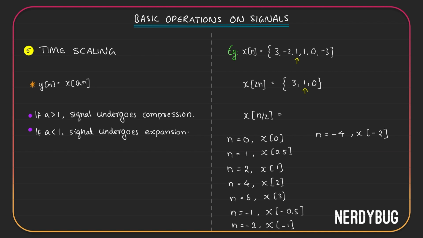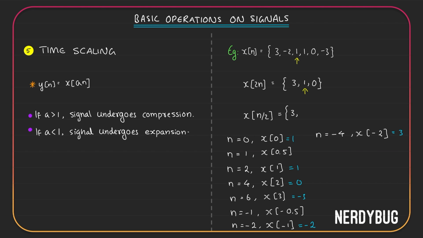So we can see here n equal to 0 is x of 0, x of 0 is 1. n equals 1, x of 0.5 doesn't exist, so leave it. n equals 2, x of 1, x of 1 is 1. n equals 4, x of 2, x of 2 is 0. n equals 6, x of 3, x of 3 is minus 3. Again minus 0.5 is not existing. n equals minus 2, x of minus 1 is minus 2, and n equals minus 4, x of minus 2 is 3.